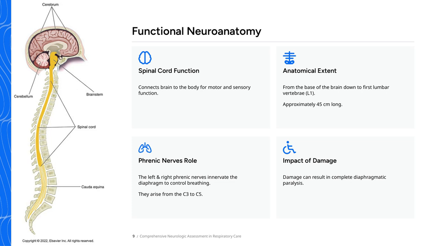Let's take a closer look at the functional neuroanatomy involved in respiratory care. Damage to certain areas can lead to complete diaphragmatic paralysis, which significantly impacts breathing. Now, the phrenic nerves on both sides are crucial here. They innervate the diaphragm, allowing it to contract and enable respiration.